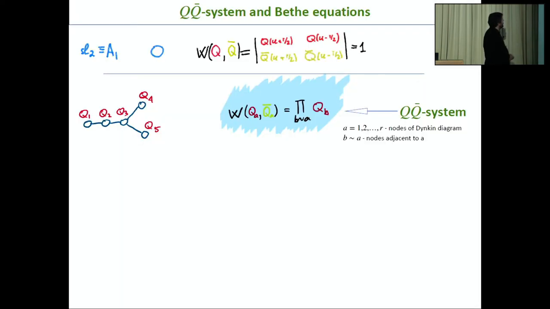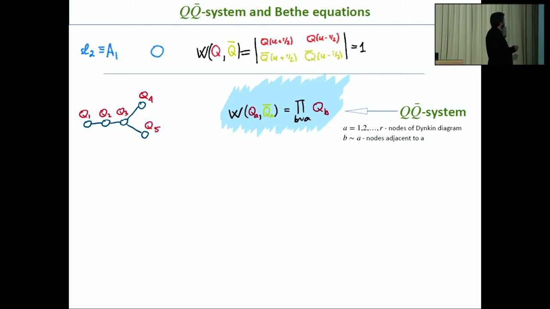Okay. So I remind, we want something. SL2 is a Dynkin diagram with one node. Associated to the node, we have two Q functions, whose Wronskian is equal to one. I have to introduce something called the QQ-bar system in the literature. It's the following thing. You have your favorite Dynkin diagram.